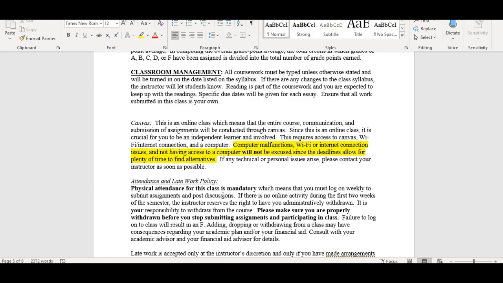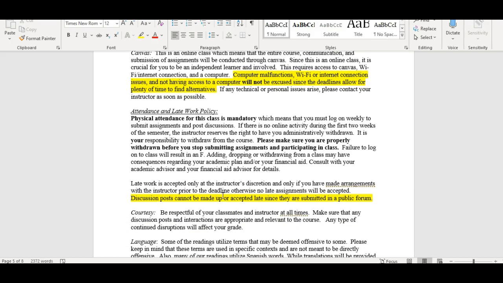Also, on the actual Canvas course, I have phone numbers and links to Canvas support. So if you do have an issue with Canvas, you can go ahead and contact them. But like I said, computer malfunctions, Wi-Fi or internet connection issues, or Canvas issues are not considered valid excuses for missing work or deadlines. So keep that in mind as you go through the class.